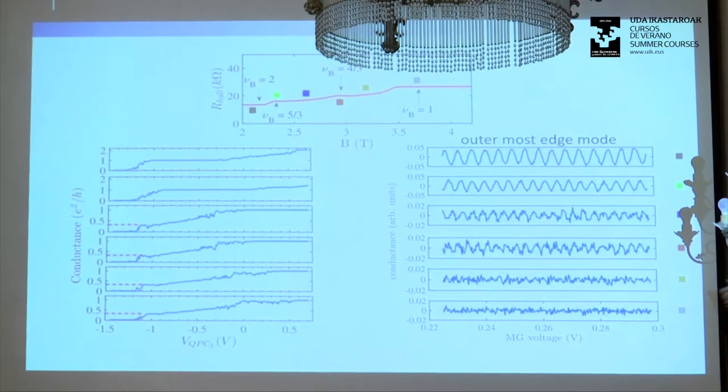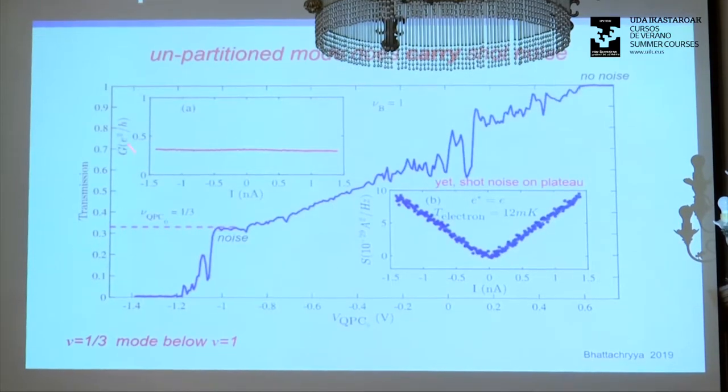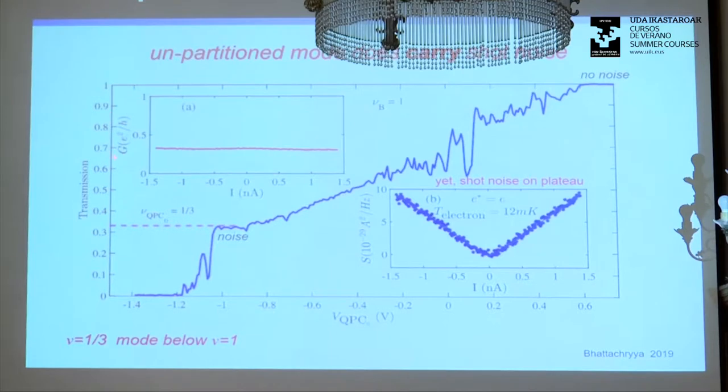Okay, so now let's look at this 1/3 plateau for a second. What's special about this 1/3 plateau? This is the 1/3 plateau. This is the nonlinear transmission. You see it's quite flat. If you sit on the plateau and you change the voltage, the transmission doesn't change. It's very nice, very convenient, okay? And this is, again, low enough temperature, about 12 millikelvin or so. And always, the better the sample, the lower the temperature, the uglier is the conductance through the QPC. Okay. Here is the plateau.